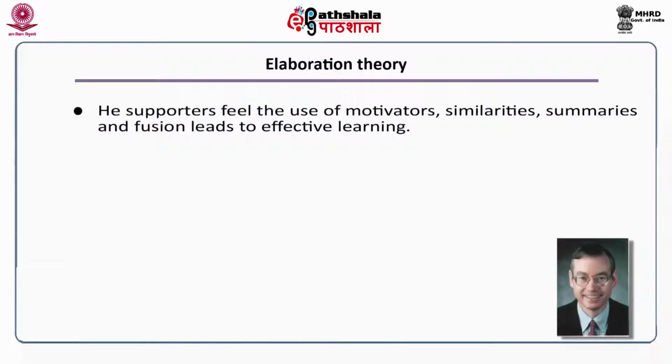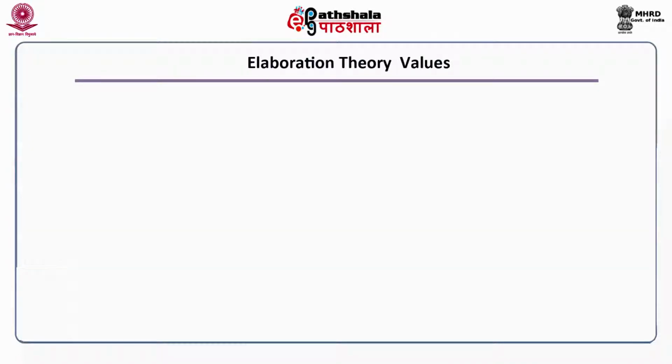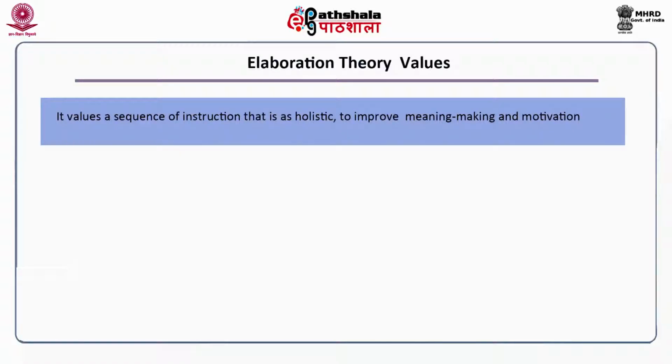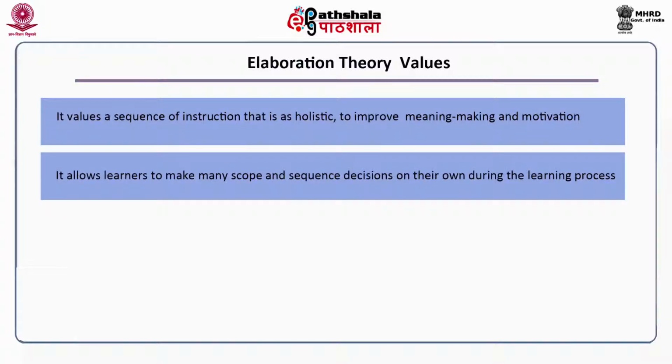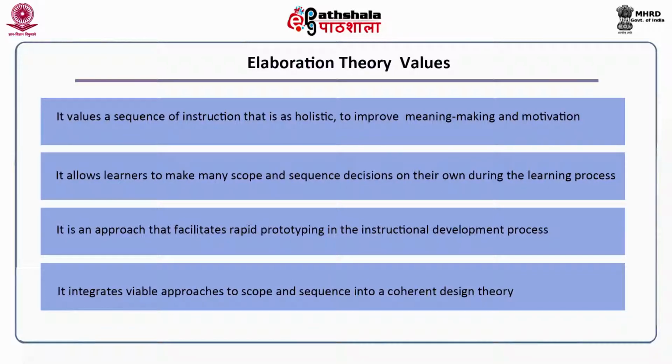The supporters feel that the use of motivators, similarities, summaries, and synthesis leads to effective learning. While the theory does not address primarily the affective content, it is intended for medium to complex kinds of cognitive and psychomotor learning. Elaboration theory values a sequence of instruction that is as holistic as possible to improve meaning making and motivation. It allows the learner to make many scope and sequence decisions on their own during the learning process. It is an approach that facilitates rapid prototyping in the instructional development process, and it integrates viable approaches to scope and sequence into a coherent design theory.